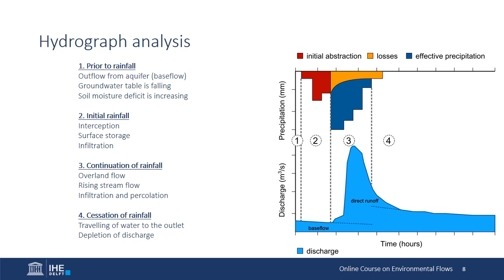That effective precipitation is that part which is translated into direct runoff of the hydrograph. That is often done by overland flow, also by infiltration and percolation to take part in the subsurface flow processes, and that will lead to a rising stream flow, finally resulting into a peak value. And if the rainfall event is kind of lowering down, we have a cessation of rainfall and a decrease of discharge until the values reach ideally base flow conditions again.